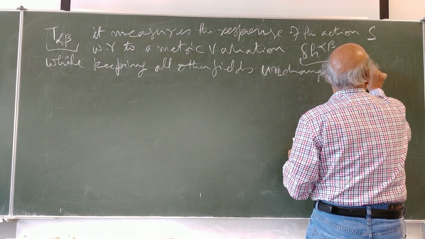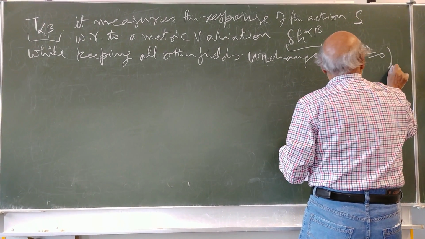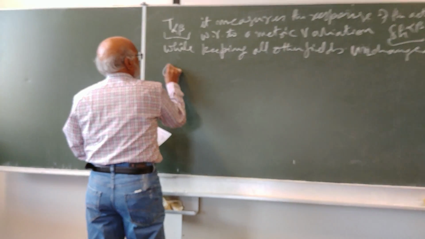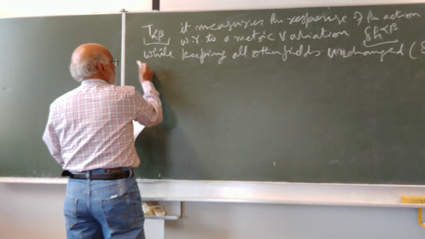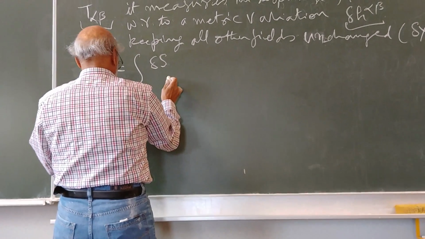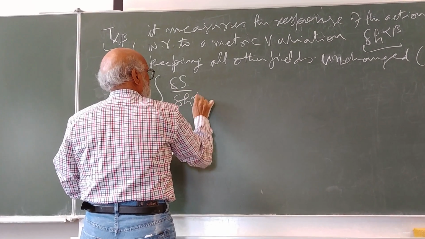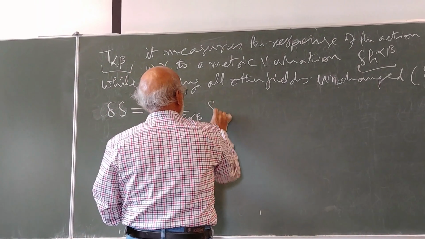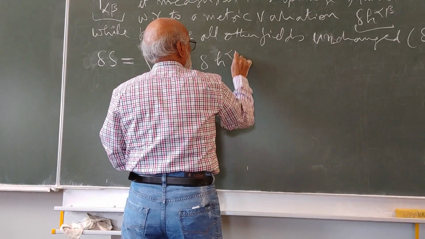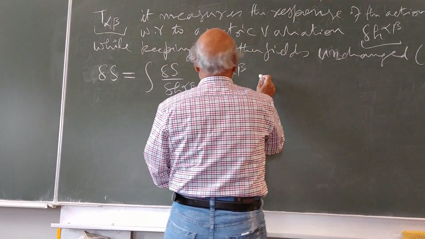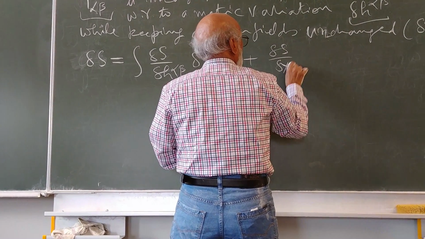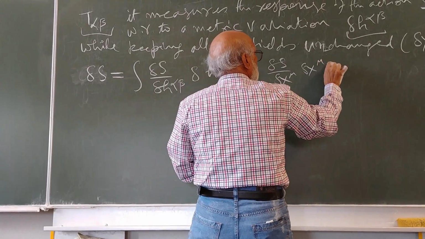That means I would take this to be 0. So when I consider delta S, this is delta S by delta H alpha beta times delta H alpha beta plus delta S by delta X mu delta X mu.